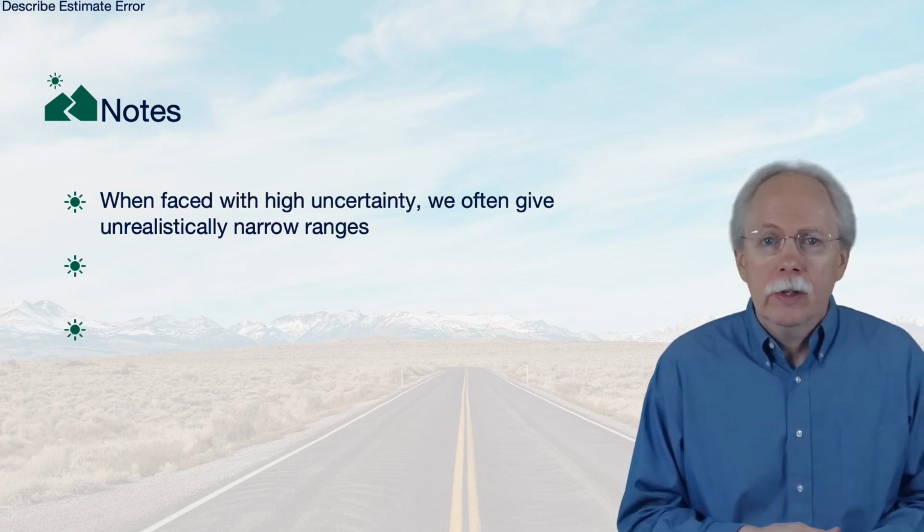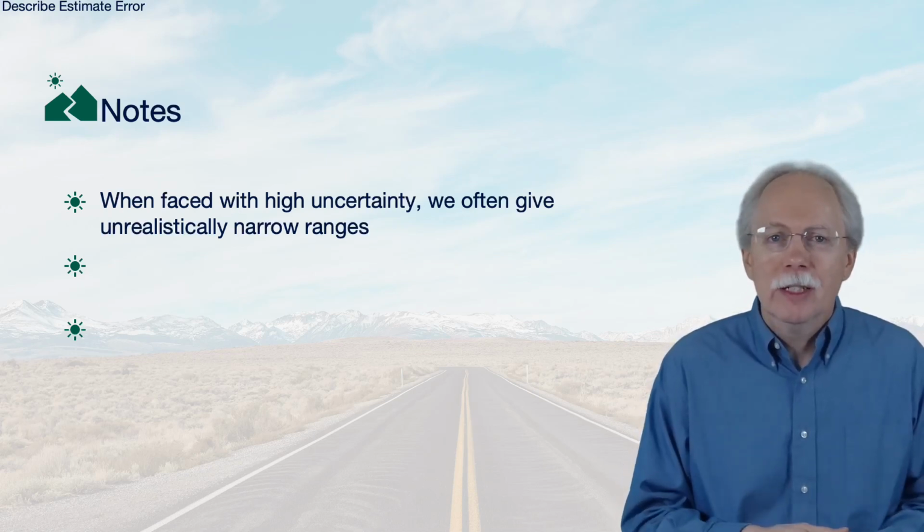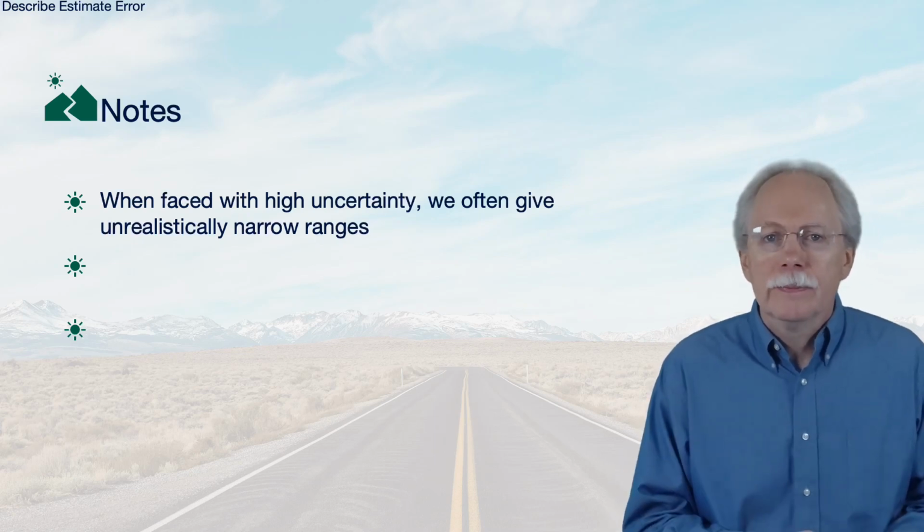Three notes I think you can walk away with from this particular lesson. First, when faced with high uncertainty, we often give very narrow ranges. We want to tell you how smart we are, rather than how true the number is. We want to tell you that we're smart people and it's worth working with us.